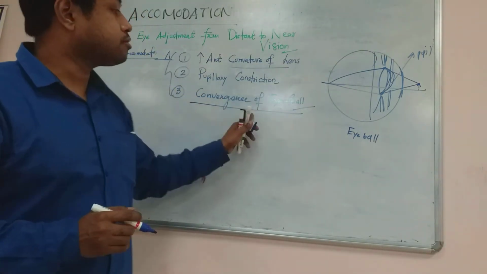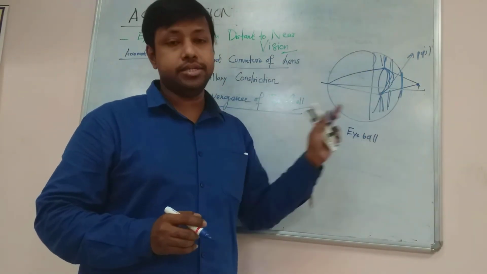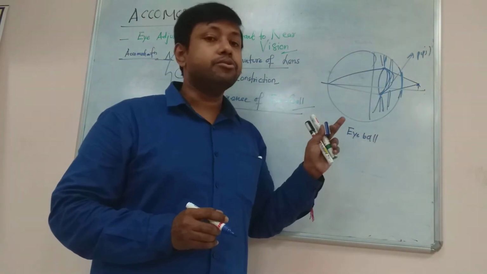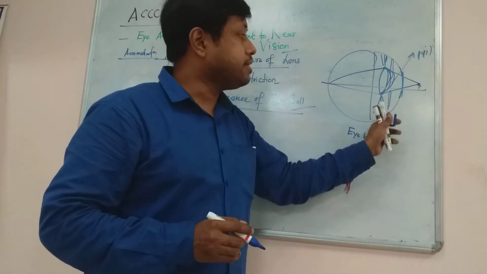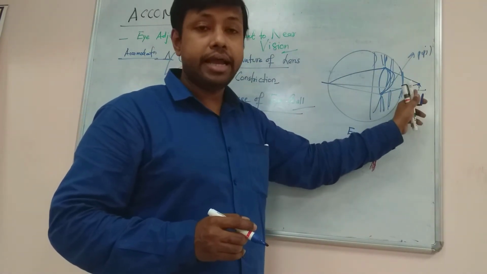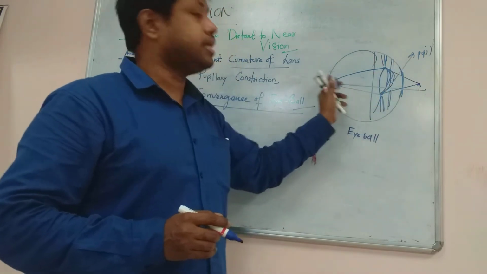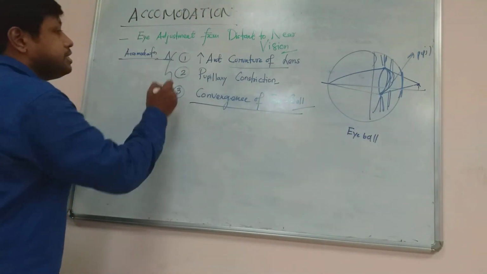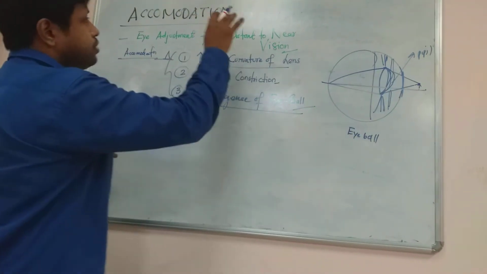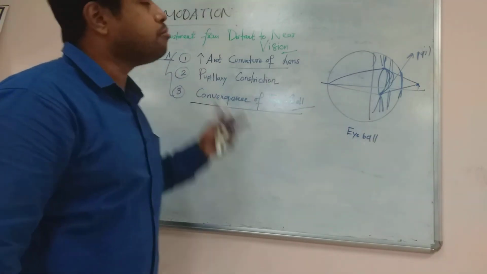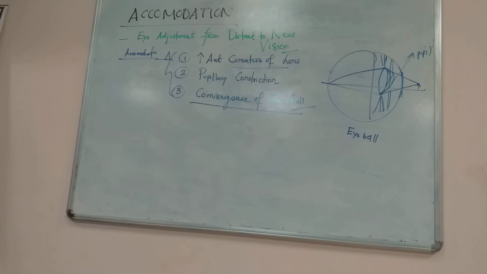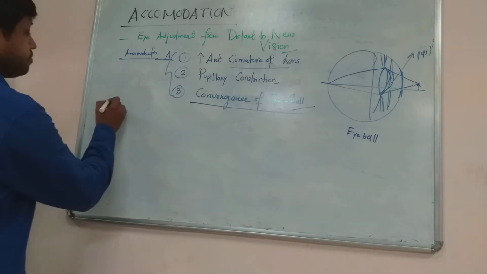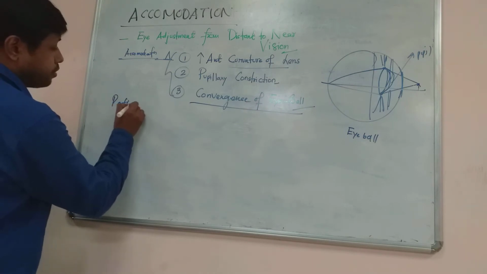Then convergence of the eyeball. The eyeball also should converge. That is very important, because convergence of the eyeball is also responsible for making the divergent group of light coming from the object fall on the retina. So these are the three changes that occur in response to accommodation, and this comes under the accommodation reflex. Now what is the pathway? Now we will discuss the pathway.